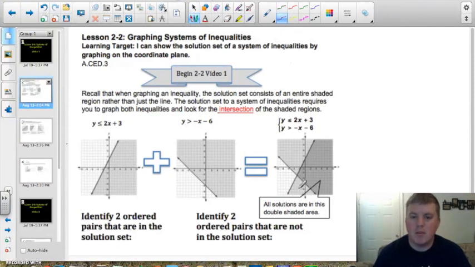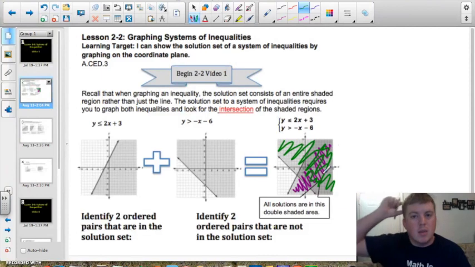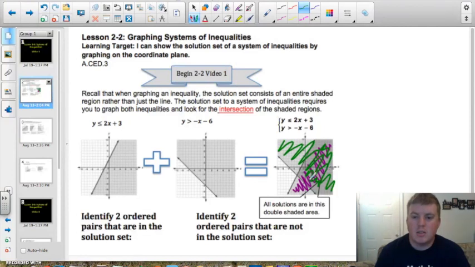So for example, if I was shading this region, I might shade it in purple. And then if I was shading the other one, I might shade it in green. It makes it a lot easier to see where these are overlapping than when you just use the gray of a regular pencil. So what we find is that the solutions to this particular system of inequalities are where that green and the purple overlap. Any ordered pair within that area that's shaded in both colors is going to be a solution.